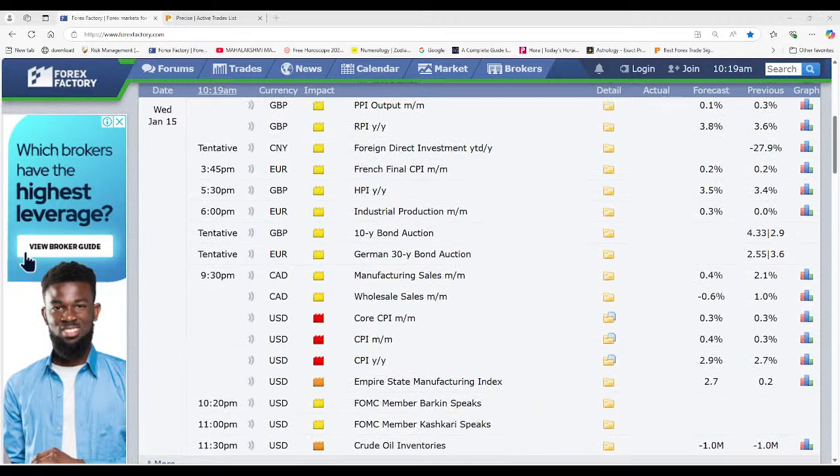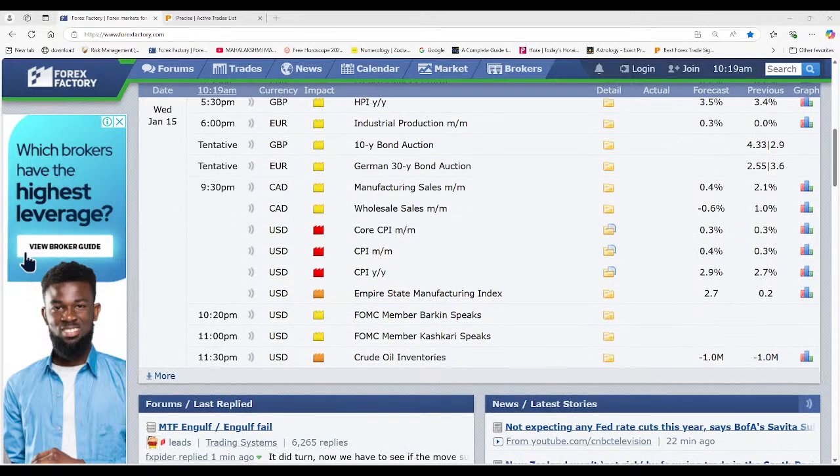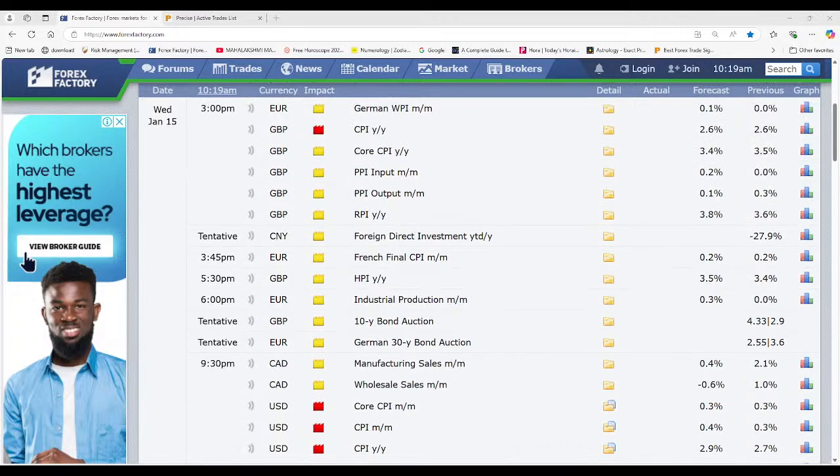Then from the US we have core CPI month on month, CPI month on month, and CPI year on year, followed by the Empire State Manufacturing Index, and finally the crude oil inventories. Today we have 3 sessions: one now, then one at 1700 hours, that's the Tamil version, and finally a news trading session at 2100 hours. That means we will be trading during the data announcement. Okay, let's move on to our analysis.